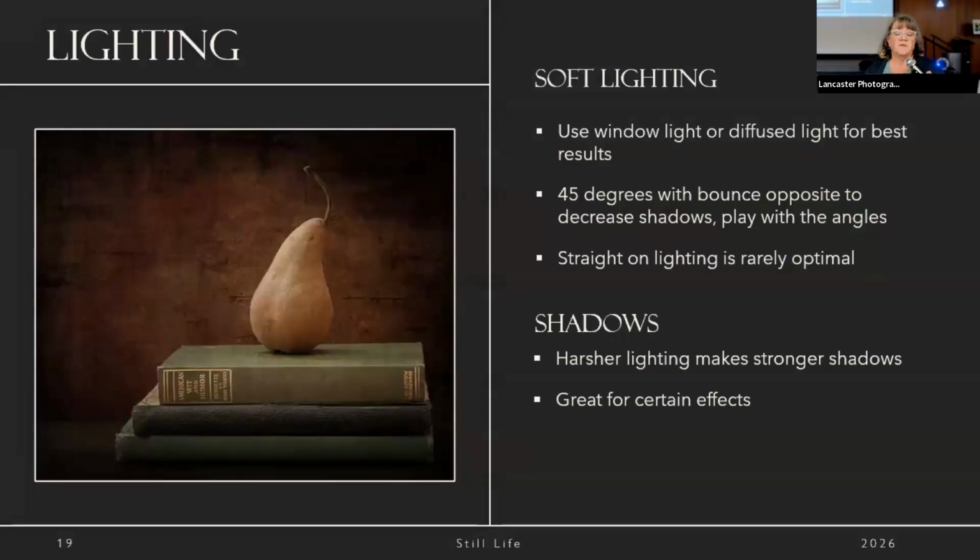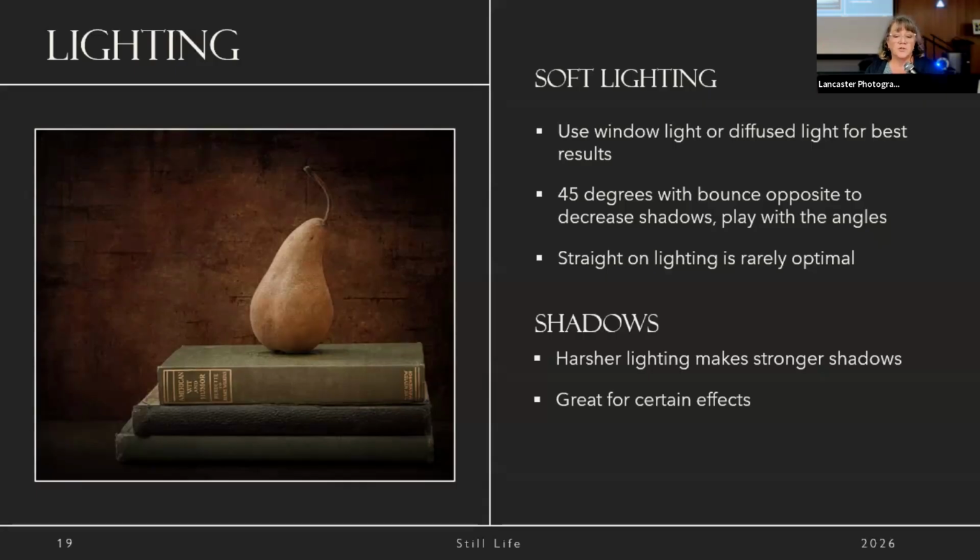Lighting. You want to use soft lighting if possible, window light or diffuse light for your best results. From a 45-degree angle is usually best. Sometimes you can do from the side or even behind for maybe an extra pop of backlight, but normally you don't want to do front light. It's not usually very flattering to your subject matter, no matter what it is.